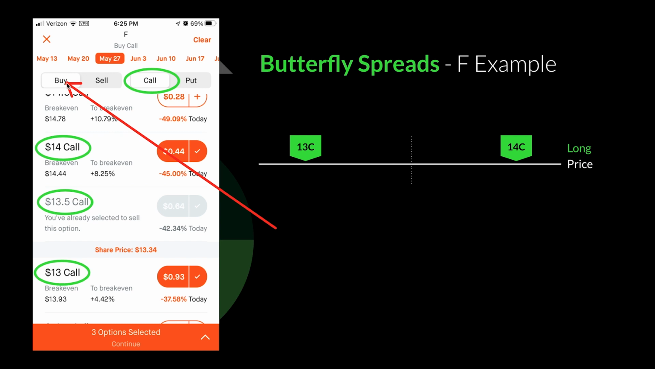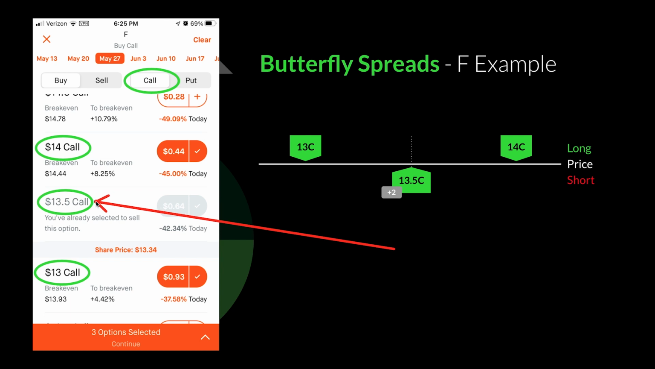So we're long or buying a call. And this is the 14 and the 13. It's denoted by these check marks right here. All right. Now, when we set up the body of the butterfly, we're going to have to sell 2 of this middle one right here. So the 13.5, and you can see that we're selling 2 of these. This is on the short side of the price line. That would be denoted here. It says 13.5 call, and it says we've already selected to sell this option.